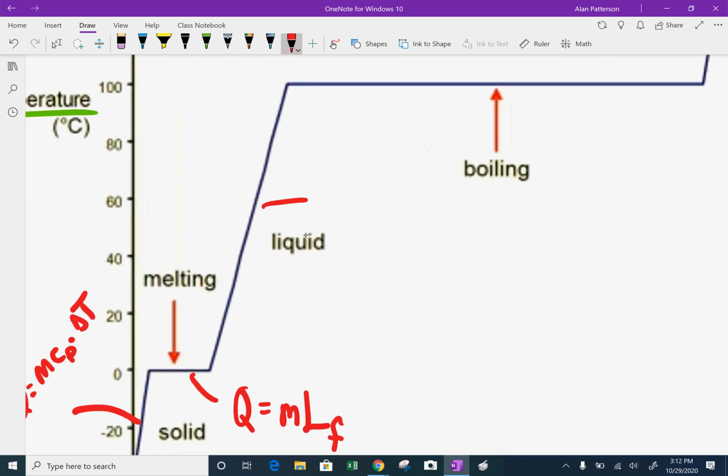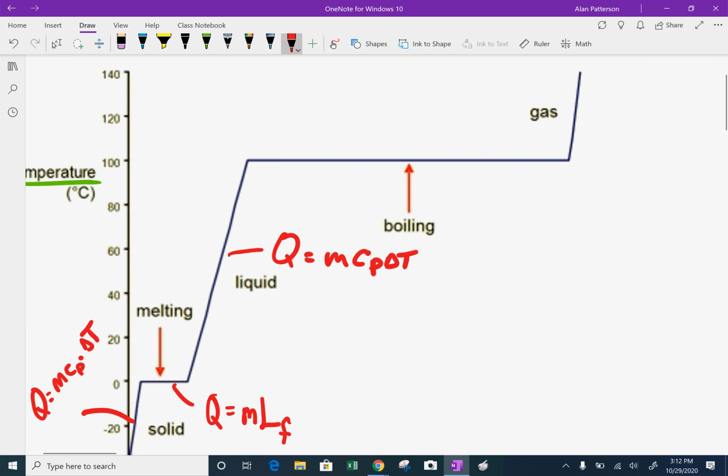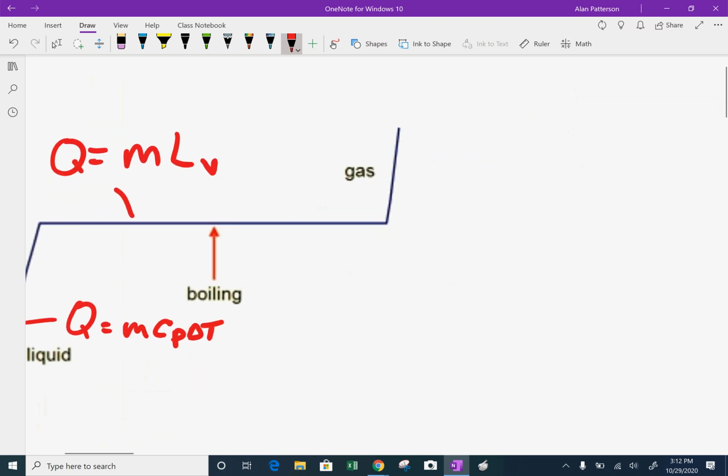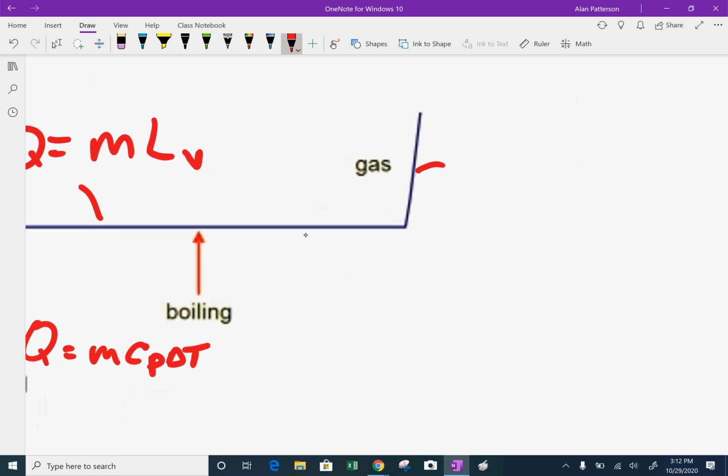For this segment here, we're changing temperature again, so it's MC delta T. This segment right here, we're changing state again, so it's going to be the latent heat. This time it's vaporization. This is the amount of energy required to change state while we're boiling, or it's the amount of energy that's given off when a substance is condensing. And then the last segment right here, we've got a gas, it's changing temperature. It's going to be Q equals MC delta T.